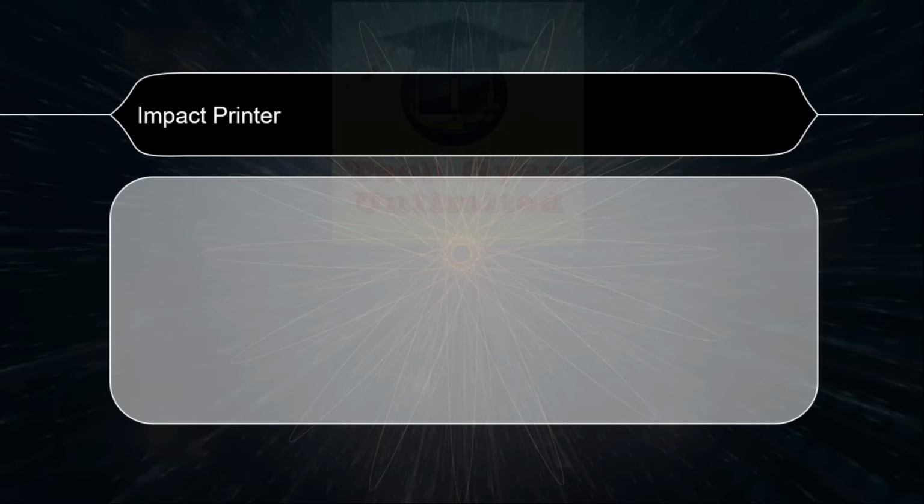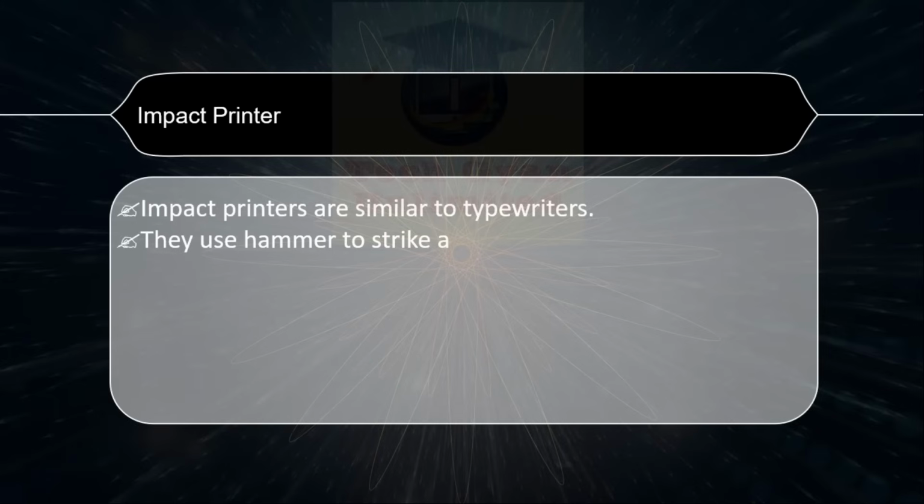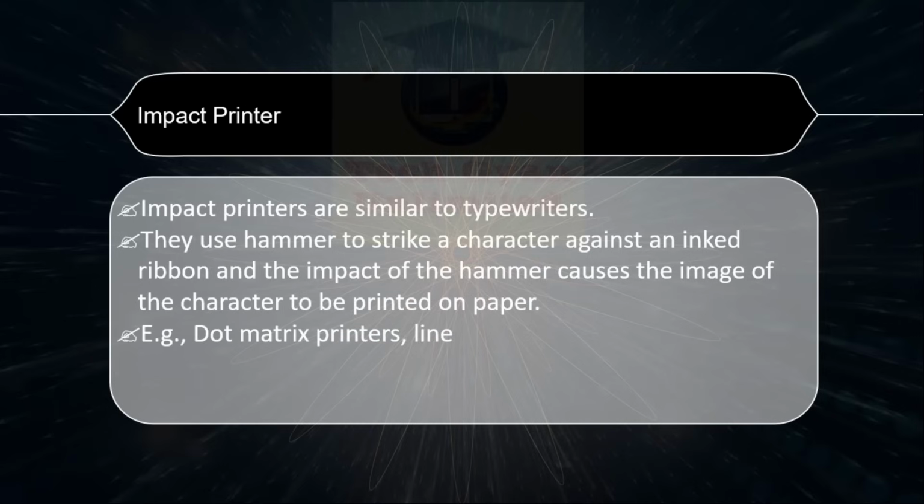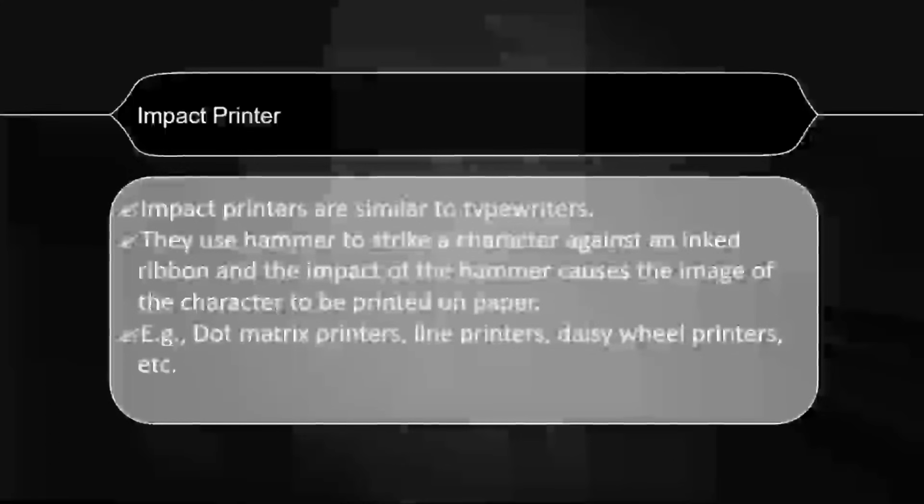Let's discuss impact printers. Impact printers are similar to typewriters. They use a hammer to strike a character against an ink ribbon, and the impact of the hammer causes the image of the character to be printed on paper. Examples: dot matrix printers, line printers, daisy wheel printers, etc.